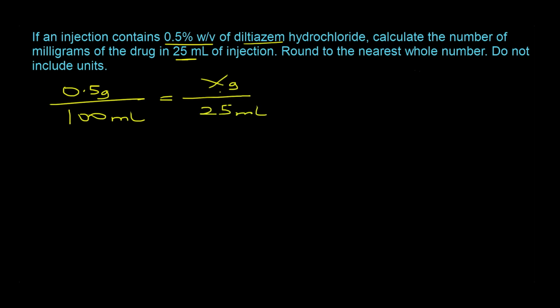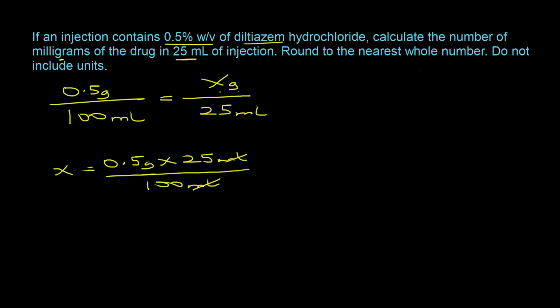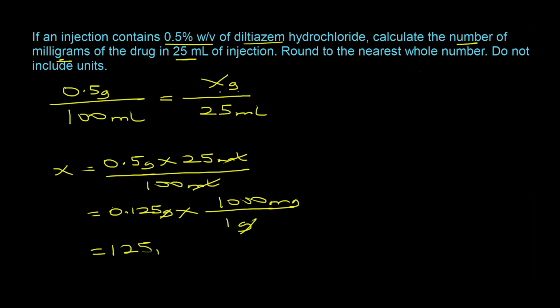So we solve for X, and notice that when we solve for X, the units will be in grams, but the question is asking for milligrams. So we'll do a conversion after we figure out the amount in grams. Now X is going to be equal to 0.5 grams times 25 milliliters divided by 100 milliliters. So the milliliters will cancel out, and you end up with 0.125 grams. Once again, the question is asking for the number of milligrams. So we're going to do a quick conversion, and we want to recall that 1 gram is 1,000 milligrams. And so the grams will cancel out, and you end up with 125 milligrams.